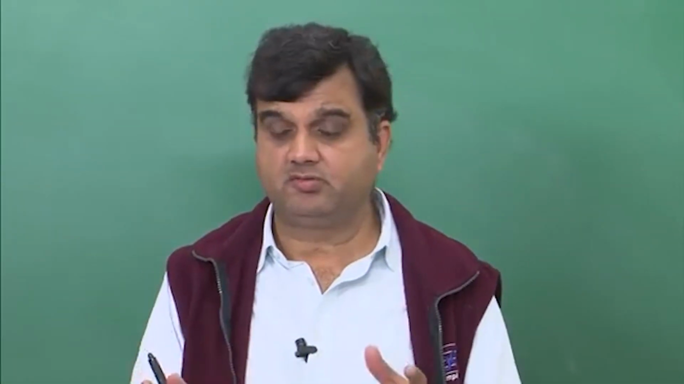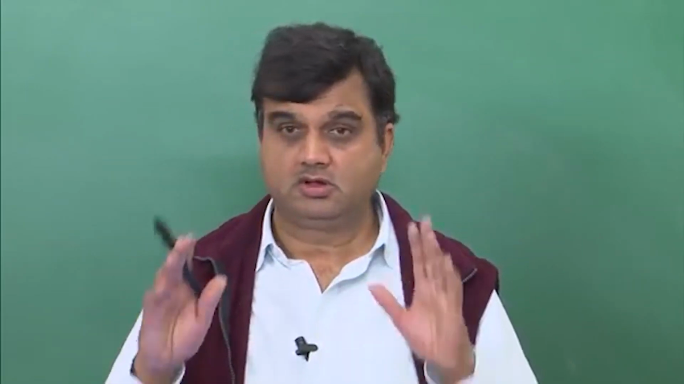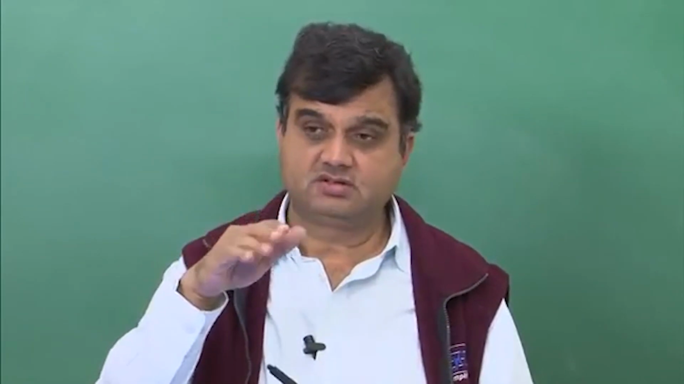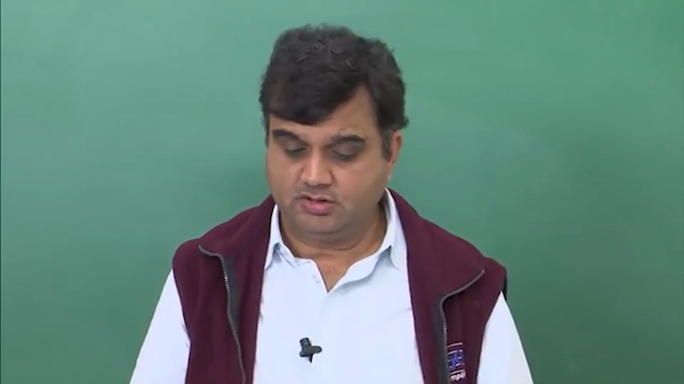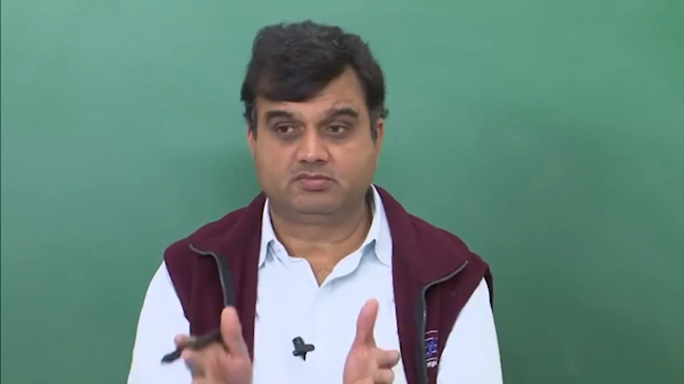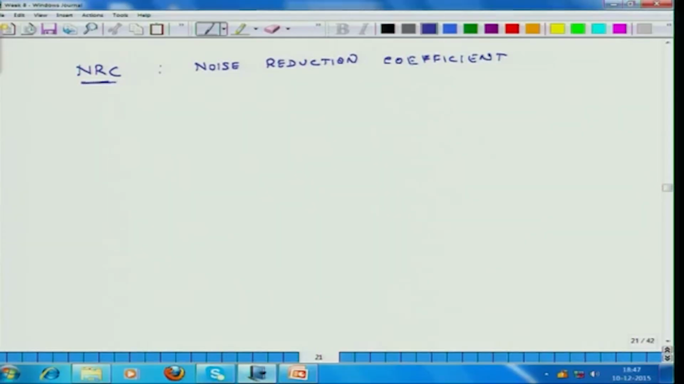A door could be made of 20 different materials. The outer lining could be steel, inner could be some wood, then inside could be glass wool. A window could have glass, and on it you may have some gaskets and things like that. So STC is for the whole system. NRC is for specific materials, and this is basically the amount of noise absorbed by the material when sound strikes it.